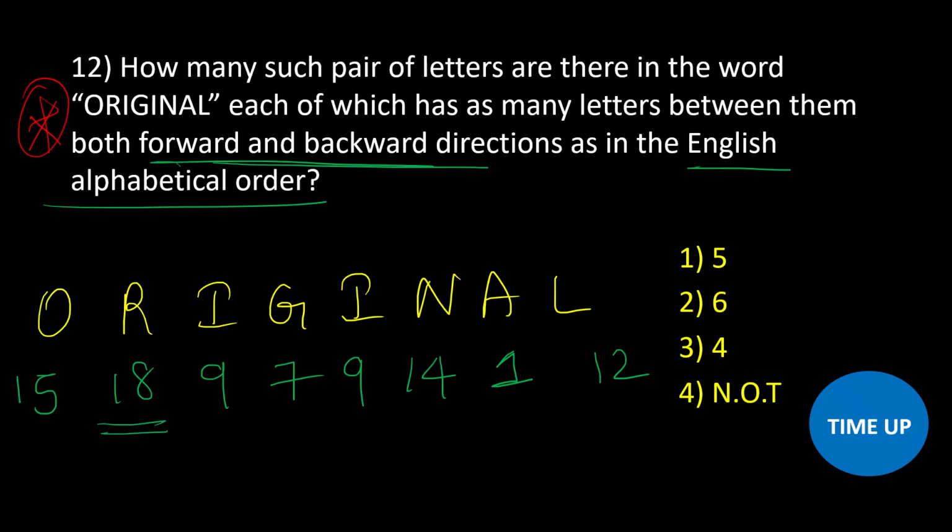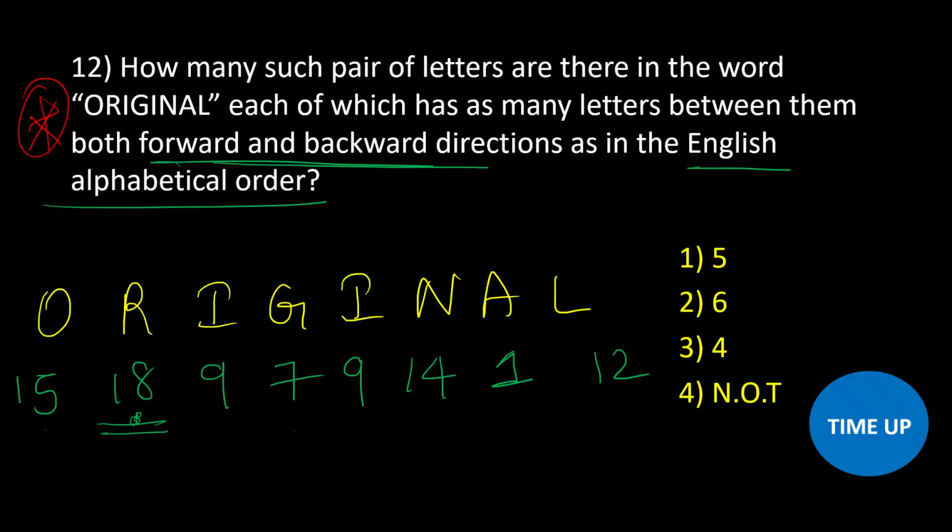So maximum you can go till what? Number 18. Okay. So if you see in the forward direction, any pair of letters you can see 15, 16, 17, 18. No. 18 is the maximum. 9, 10, 11, 12, 13, 14. No. 7, after 7, 8, 9, 10, 11. No. I don't think so in forward direction you can find any pair of letters. Correct? Now we can see in the backward direction.